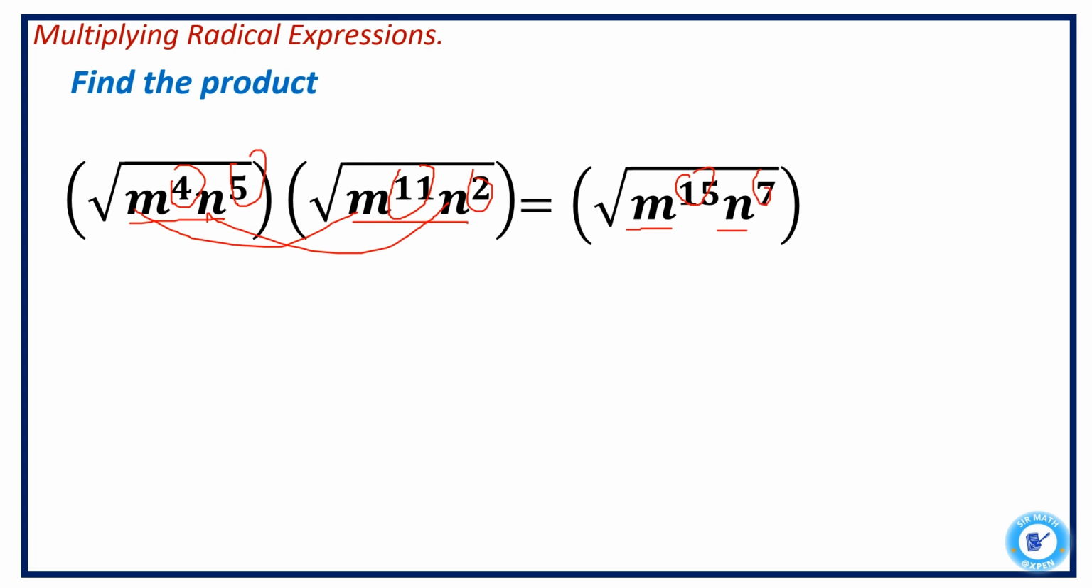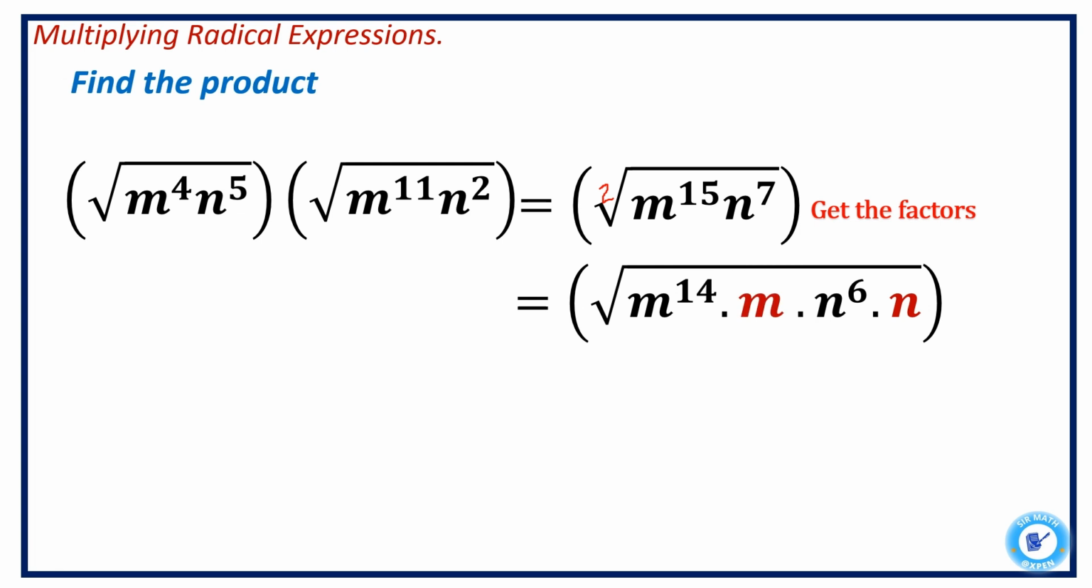After that, we now need to write our expression into an expanded form, or simplifying factors of m to the 15th power and n to the 7th power. And before you factor that, you also have to consider the index, which is 2, the square root. So, the expanded form must be divisible by 2. And thus, we have here m to the 14th power times m, and n to the 6th power times n. Again, let's consider that the index is 2.